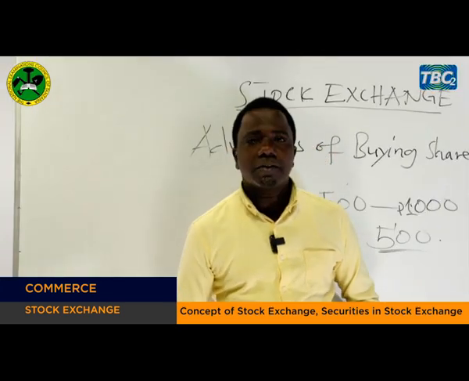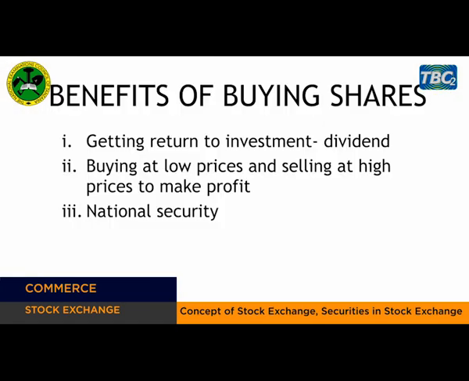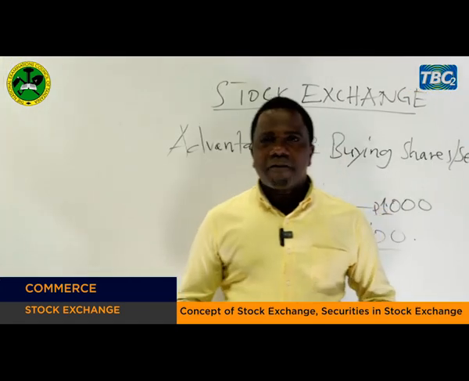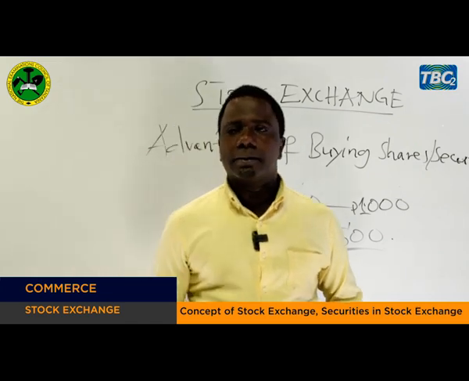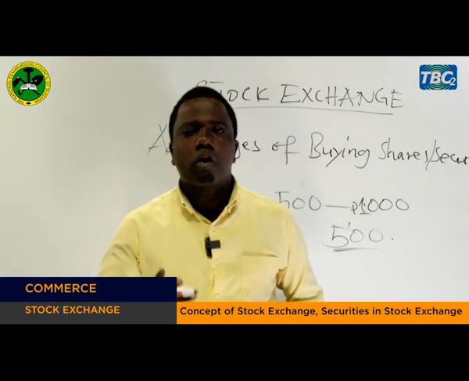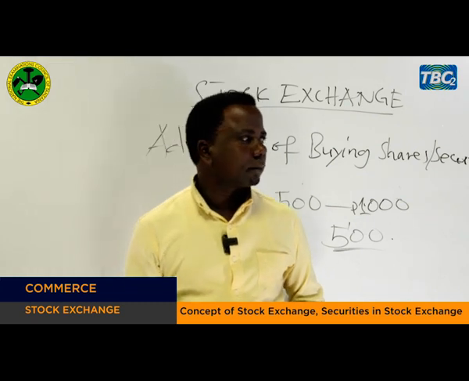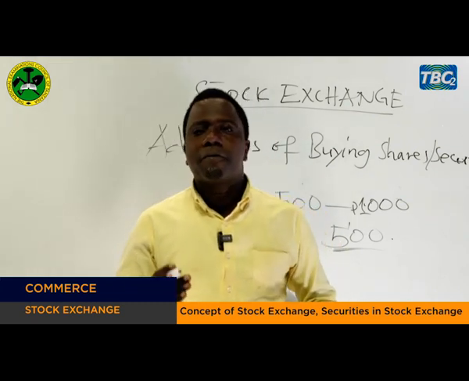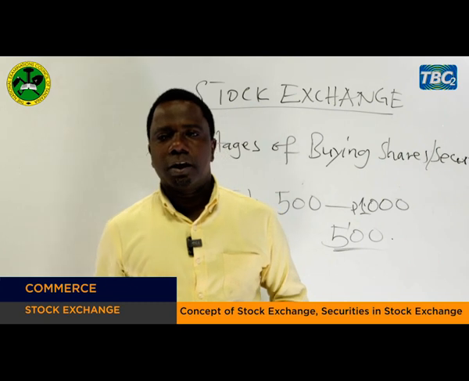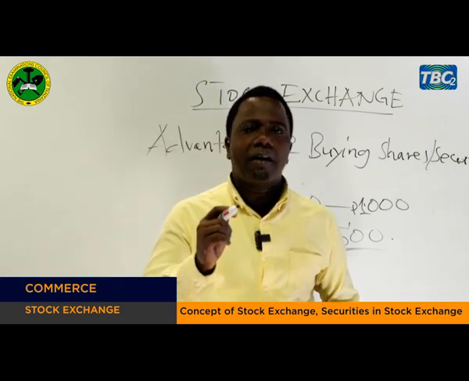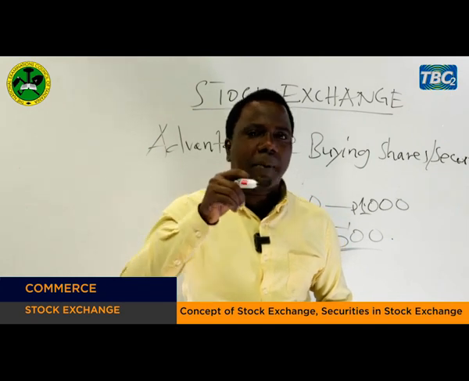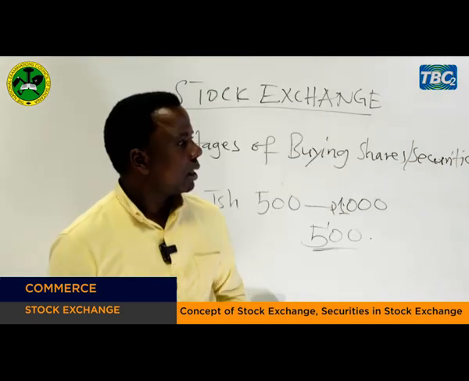Another advantage is national security. The government may buy shares of a certain company in order to have control in that company. There are those companies which are very important for a government to have shares in, so that the government may have control in those companies for national security.